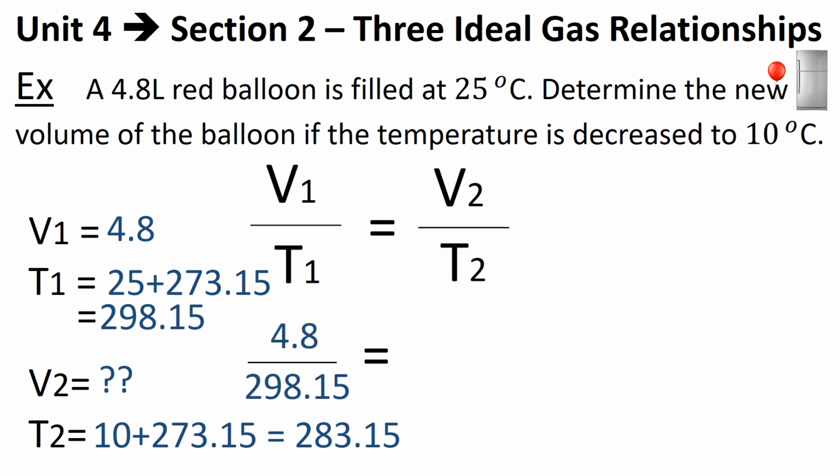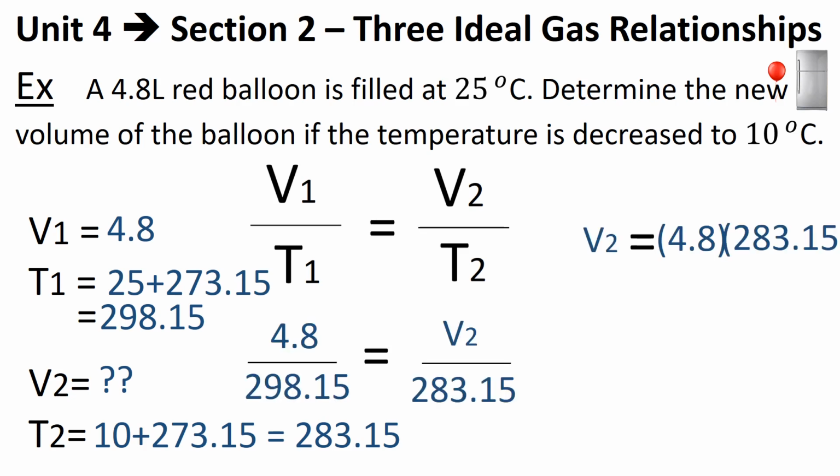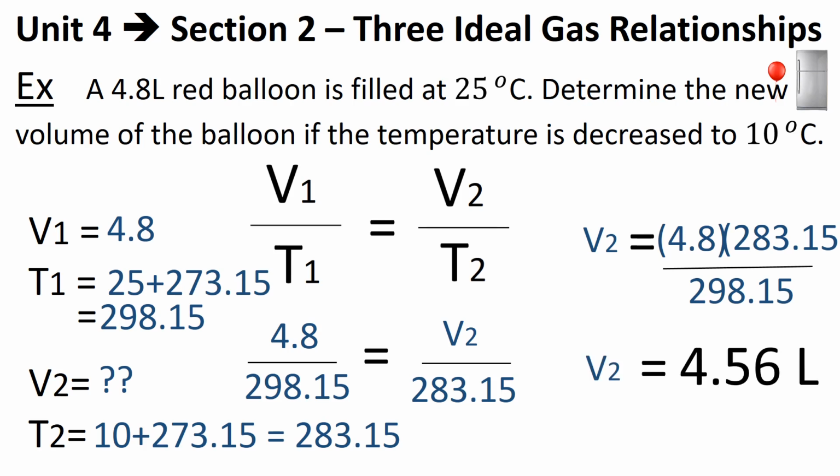So when we write our gas law and plug everything in, that's what it's going to end up looking like. And if our temperature went down, our volume should go down a little bit. If you do the calculation, 4.56 is lower than 4.8. So that is our correct answer. So there's your lesson on always work in kelvins. Let's go on to our third gas law.